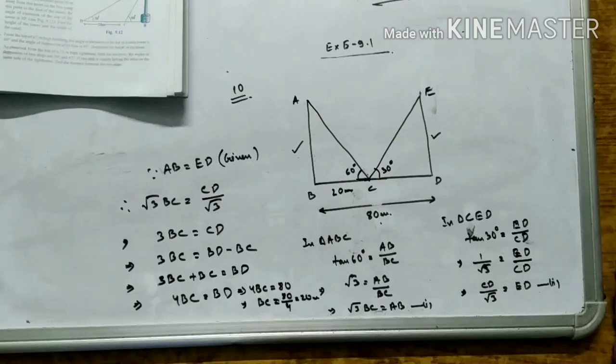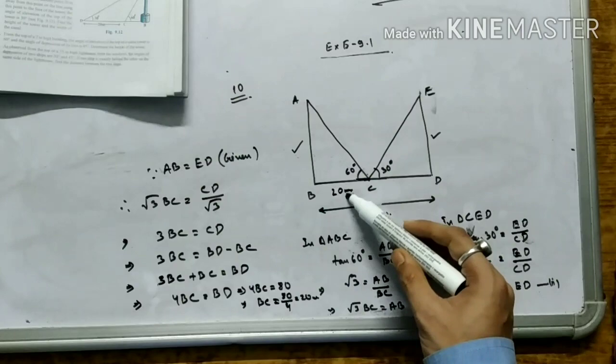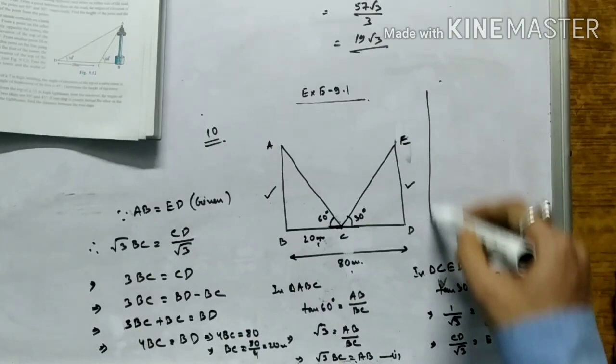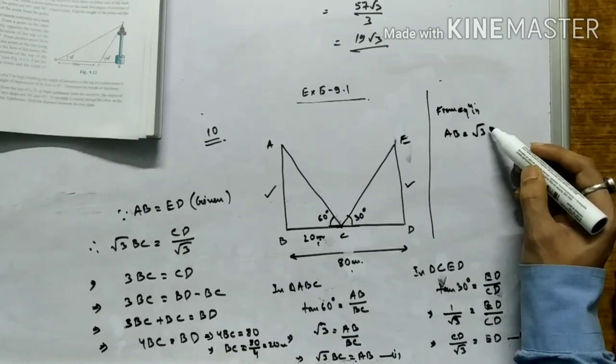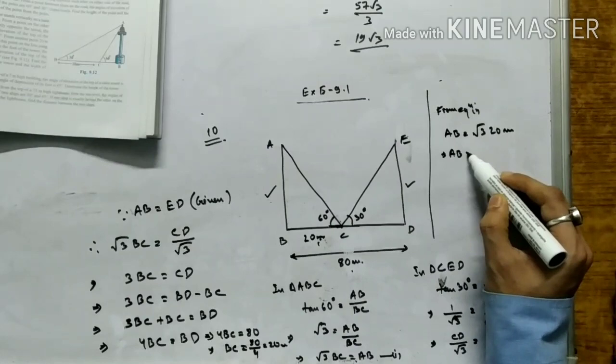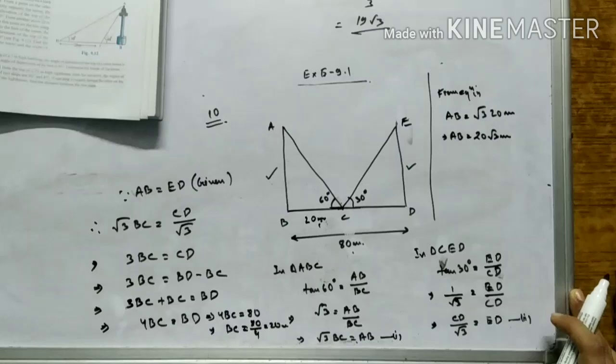Understand? So this BC value, if you put it in equation 1, you will get the AB value. From equation 1, AB is equal to root 3 times BC. BC value 20 you got, so AB is equal to 20 root 3 meter you will get. Understand? AB is 20 root 3 meter.